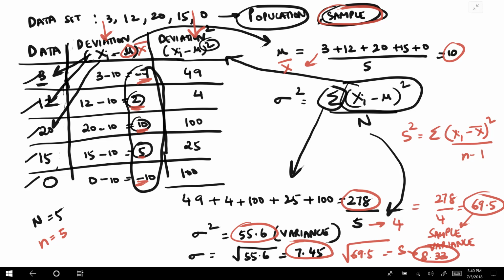So one of the conclusions which we can make for a given data set, or same data set, is population variance will be less than sample variance.